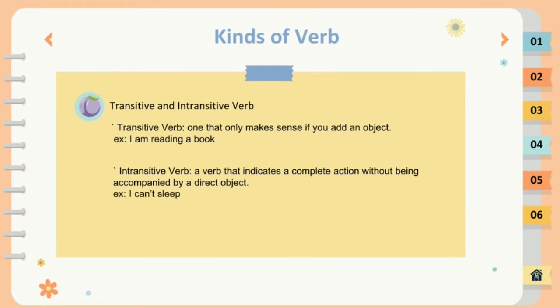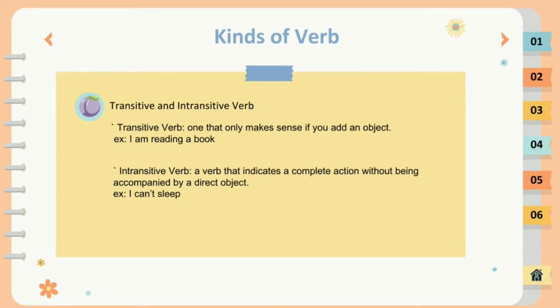The next kinds of verb are transitive and intransitive verbs. A transitive verb is a verb that only makes sense if you add an object. The example: I am reading a book. I am becomes a subject, reading becomes a verb, a book becomes an object. This is a perfect sentence because there is a subject, verb, and object. But if you erase the object, just I am reading, you will not understand what this sentence means.